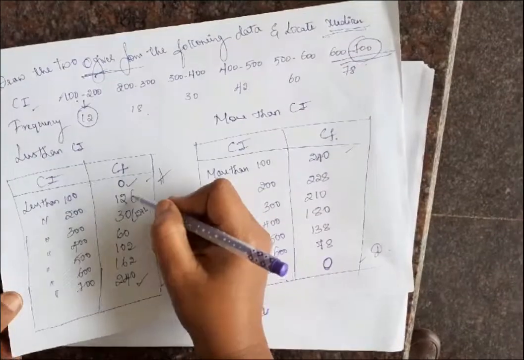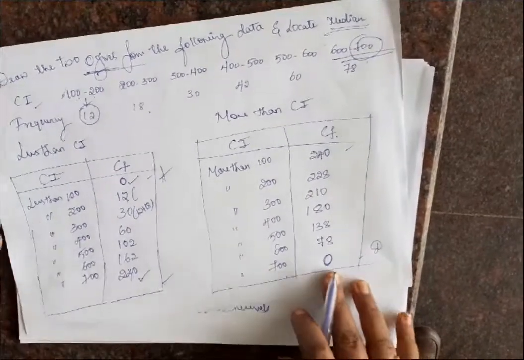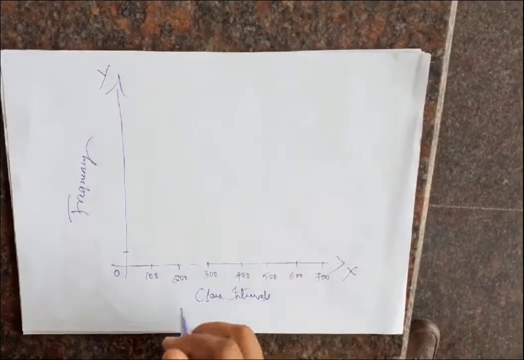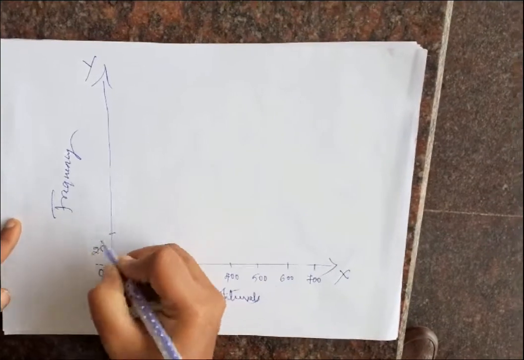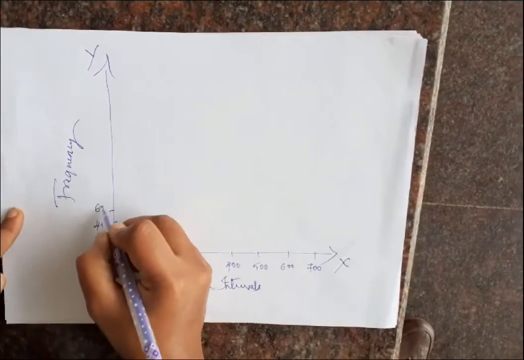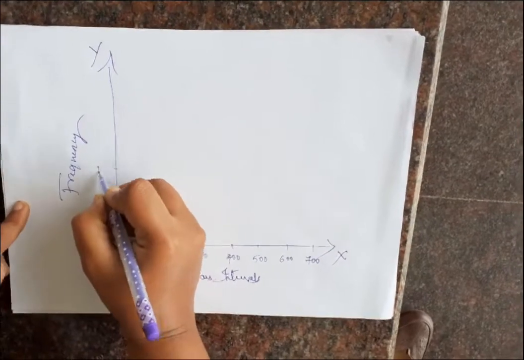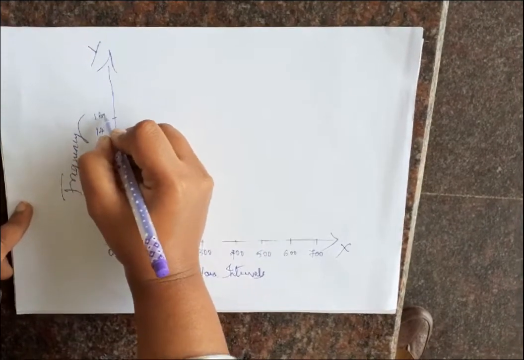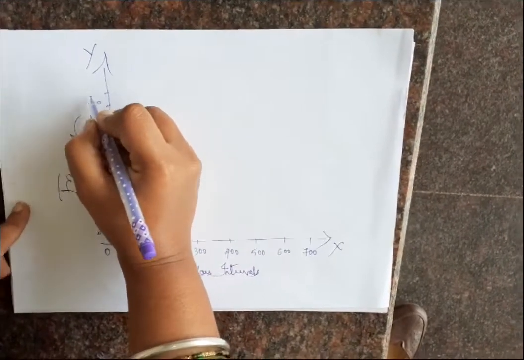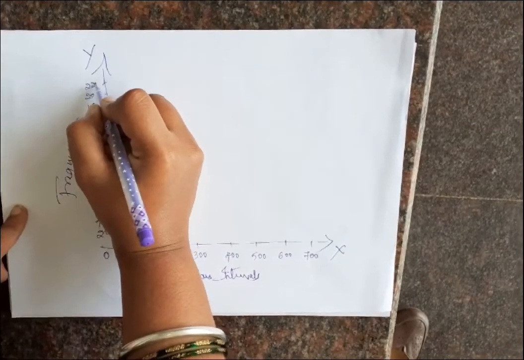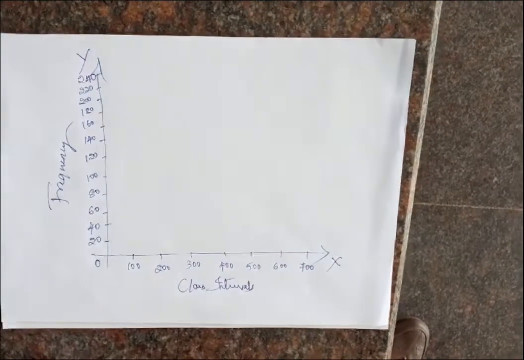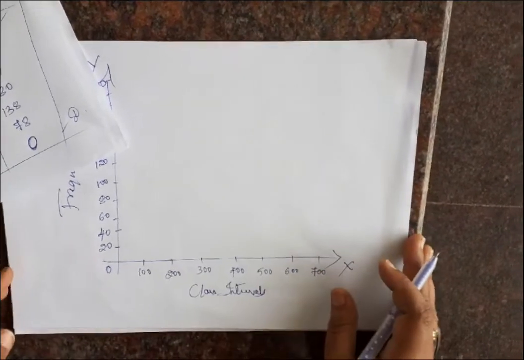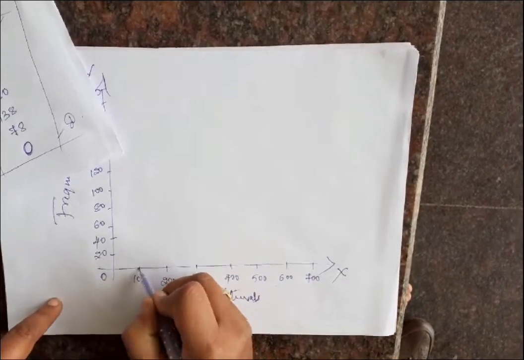After that we should take the frequencies in such a way that they cover the terms in the cumulative frequency. So I'll start from 20, with a difference of 20 each. 40, 60, 80, 100, 120, 140, 160, 180, 200, 220 and 240. So for the less than frequency distribution, you have to start from 0, that means from 0 to 240.